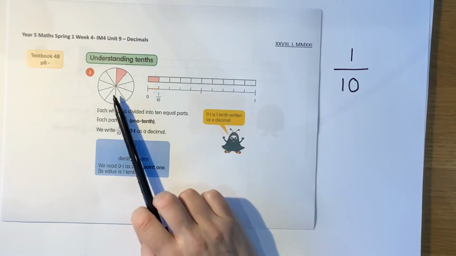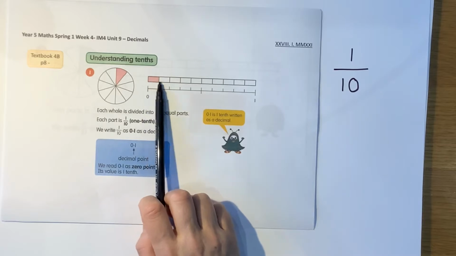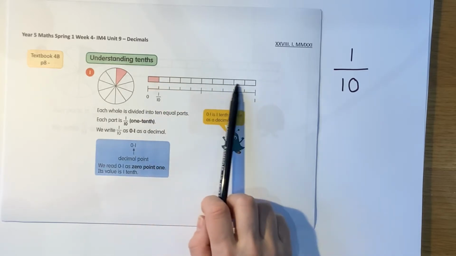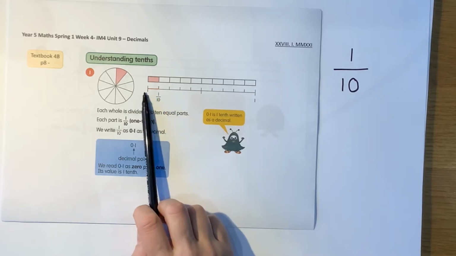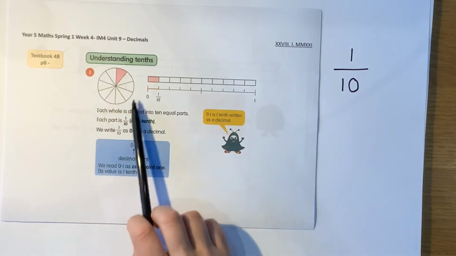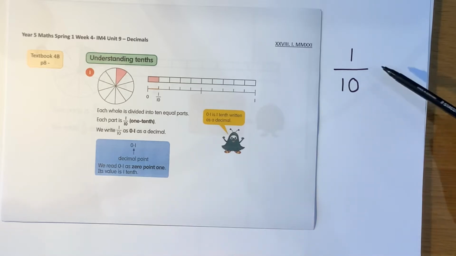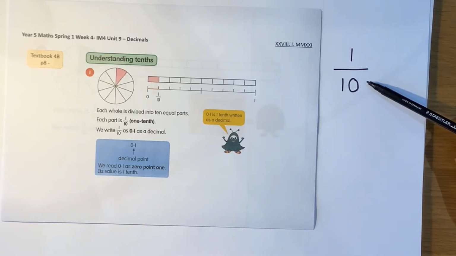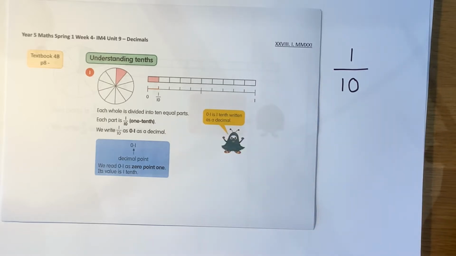So here's a couple of visual representations then. We've got a circle here. We've got a bar. Remember, a bar is always a really useful one to draw because it relates directly to a number line. We've got a number line underneath. Each one of these, the whole has been divided into 10 equal parts. Each of those parts is worth 1/10. We already know what that looks like as a fraction. We could write it in words, or we could write it in decimals.